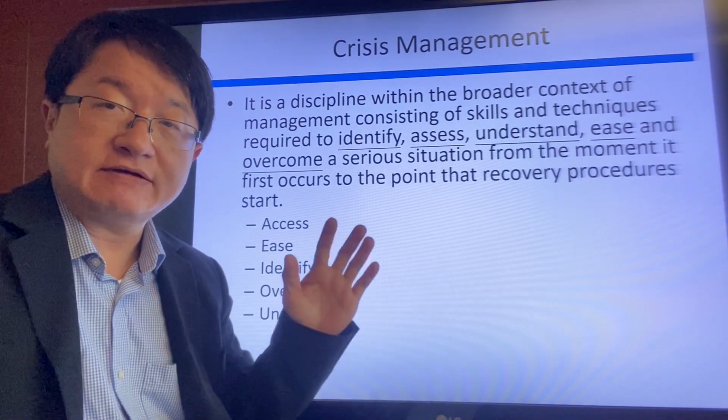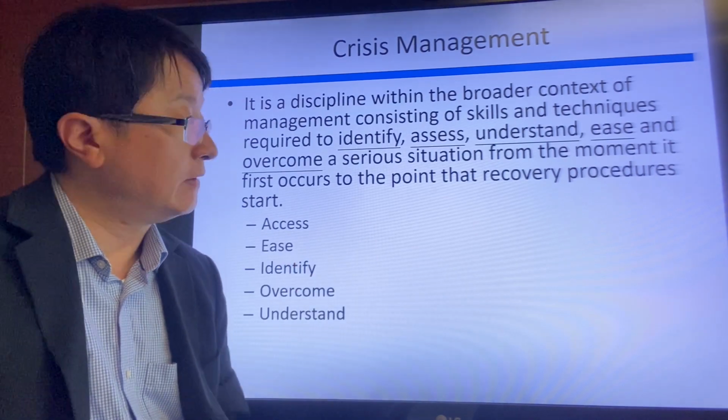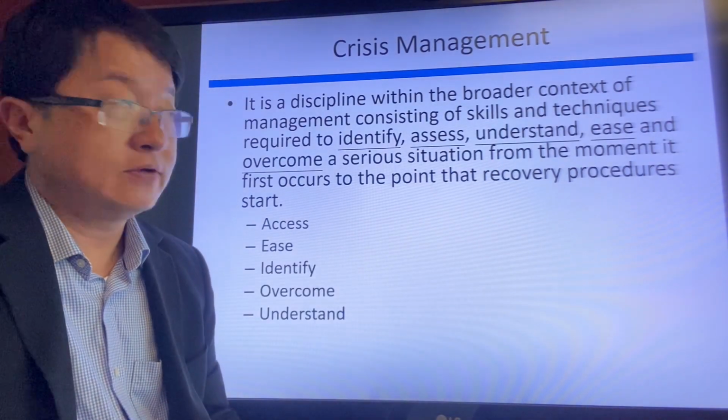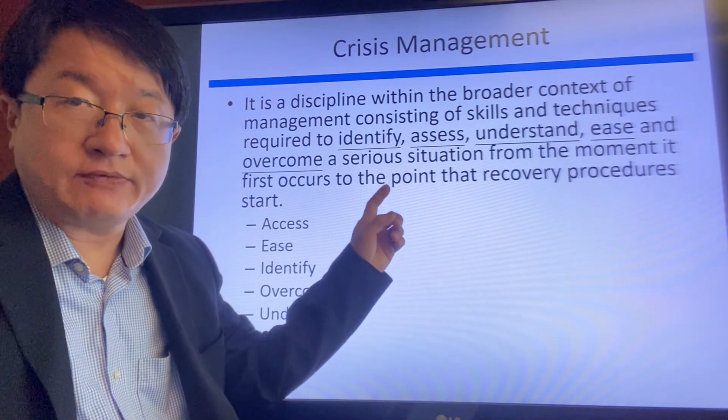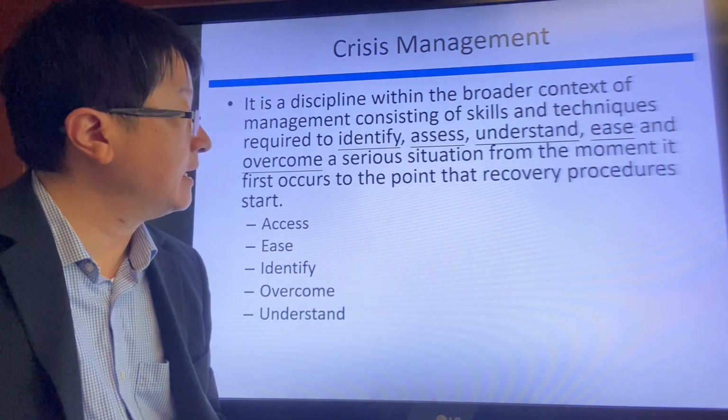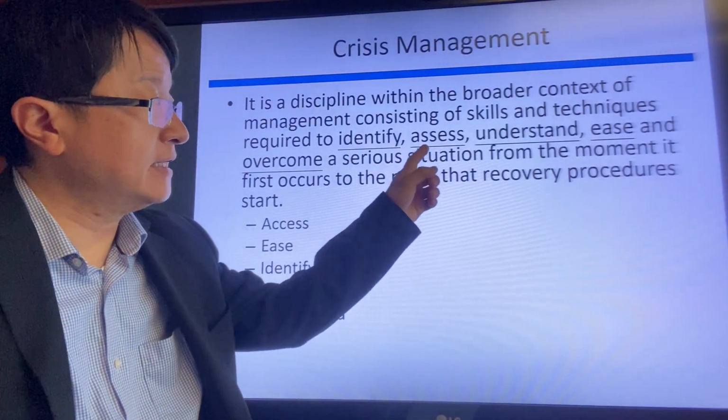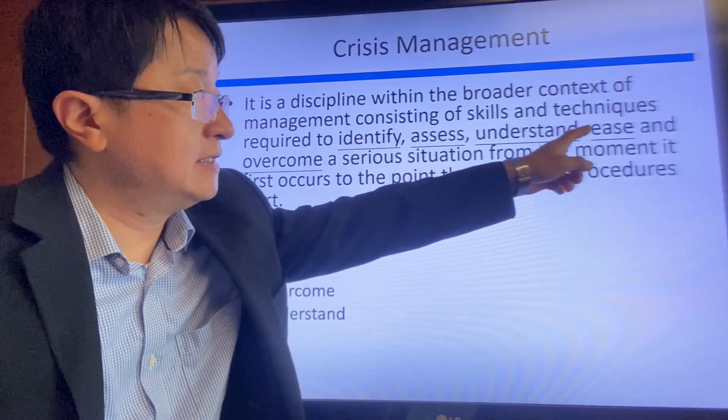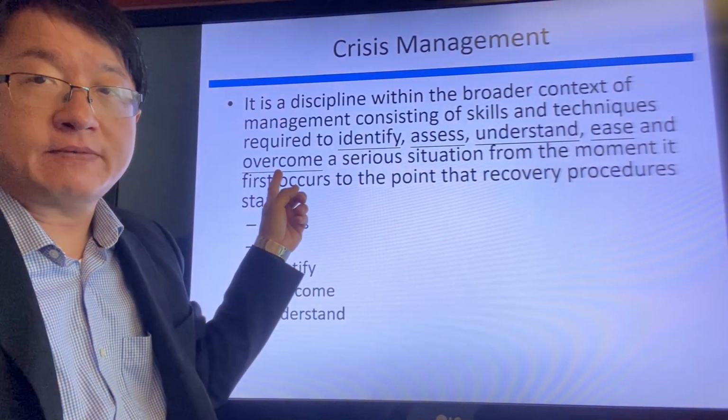In crisis management, there are 5 steps that we need to do from the moment that it occurs until the point when it can be recovered. These 5 steps are: identify, assess, understand, ease, and overcome.